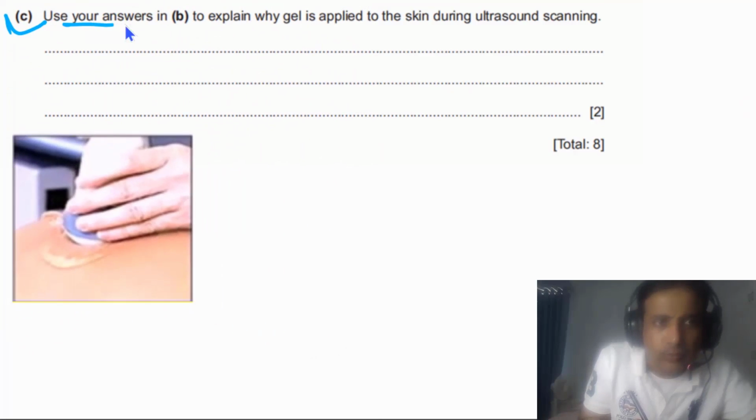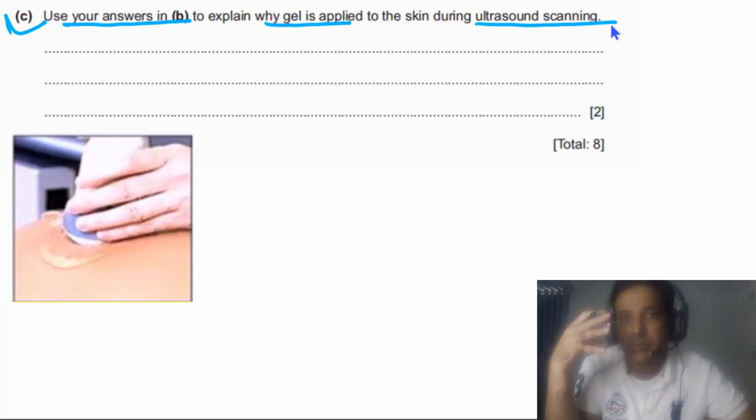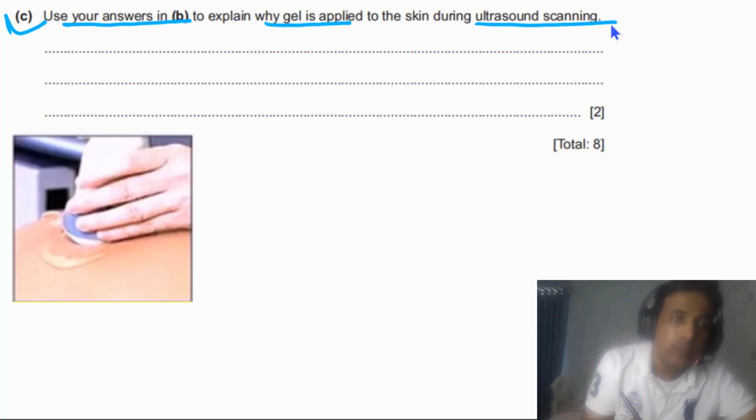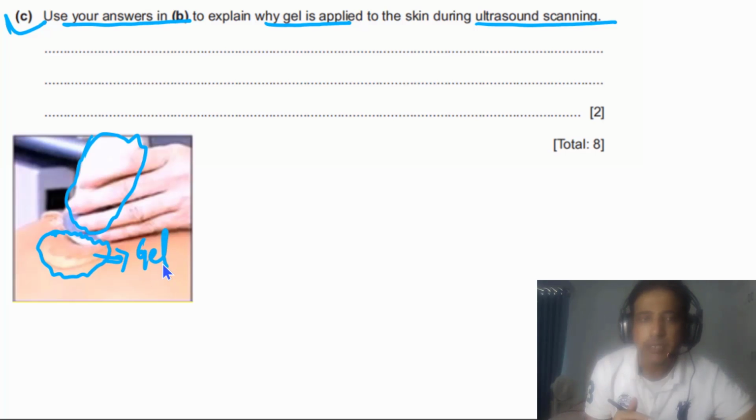Part C says use your answers in B to explain why gel is applied to the skin during ultrasound scanning. Actually, we have discussed this point in detail. Why do we need to apply gel? So you can see here, this is the ultrasound transmitter, and you can see gel here on the belly of the patient. So why do we use this gel? We have discussed this point in detail in the last part. Now I will again highlight some points and then we will be able to write the answer.